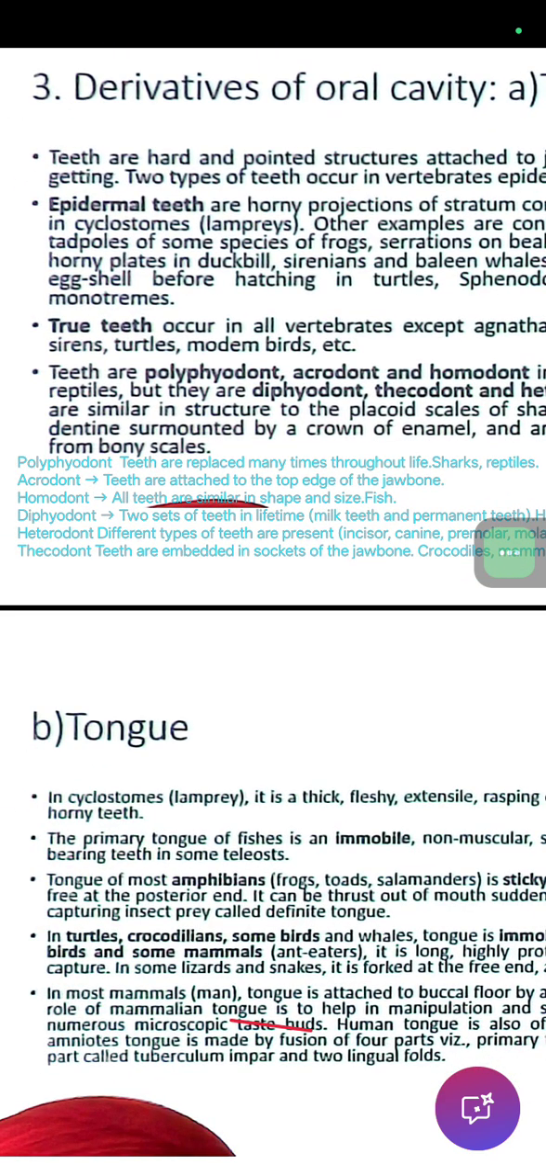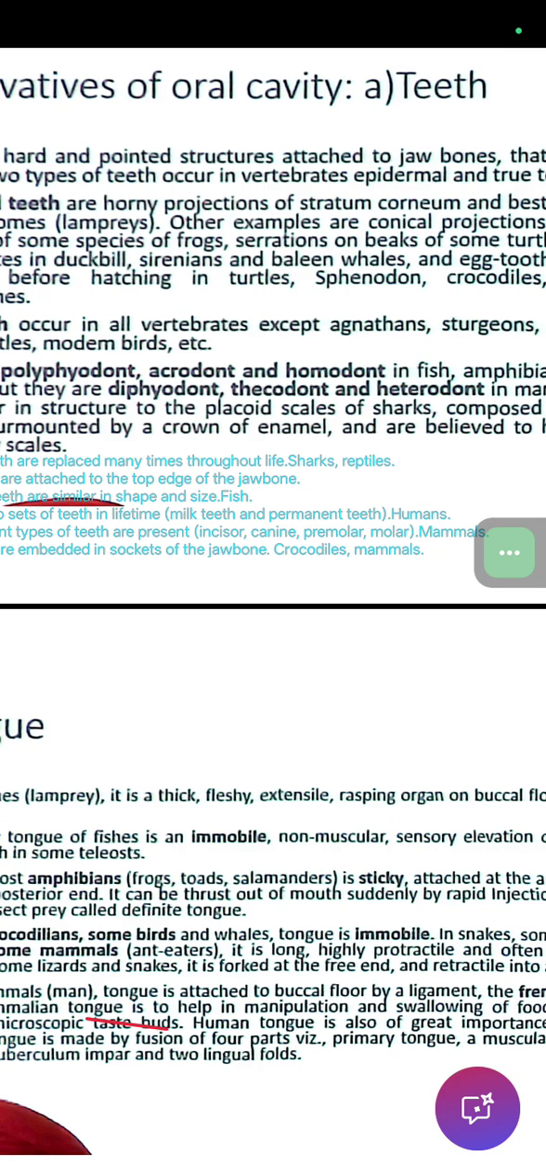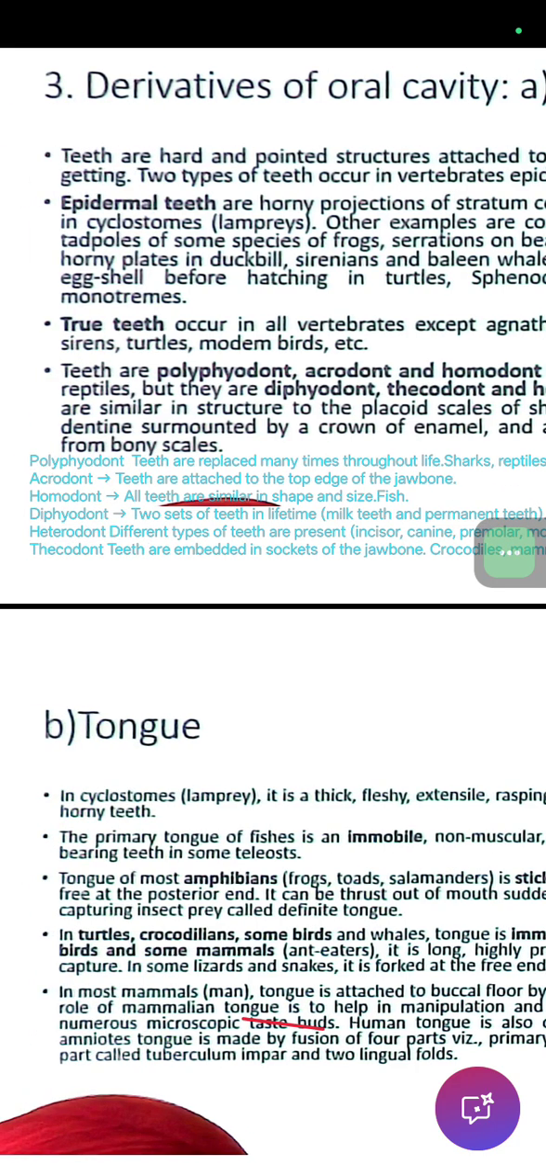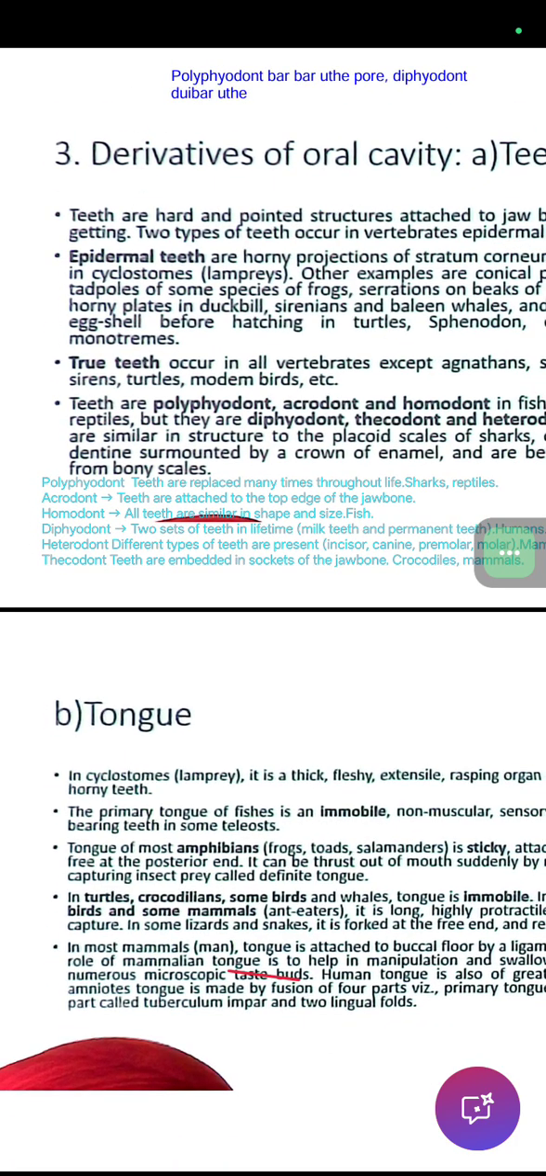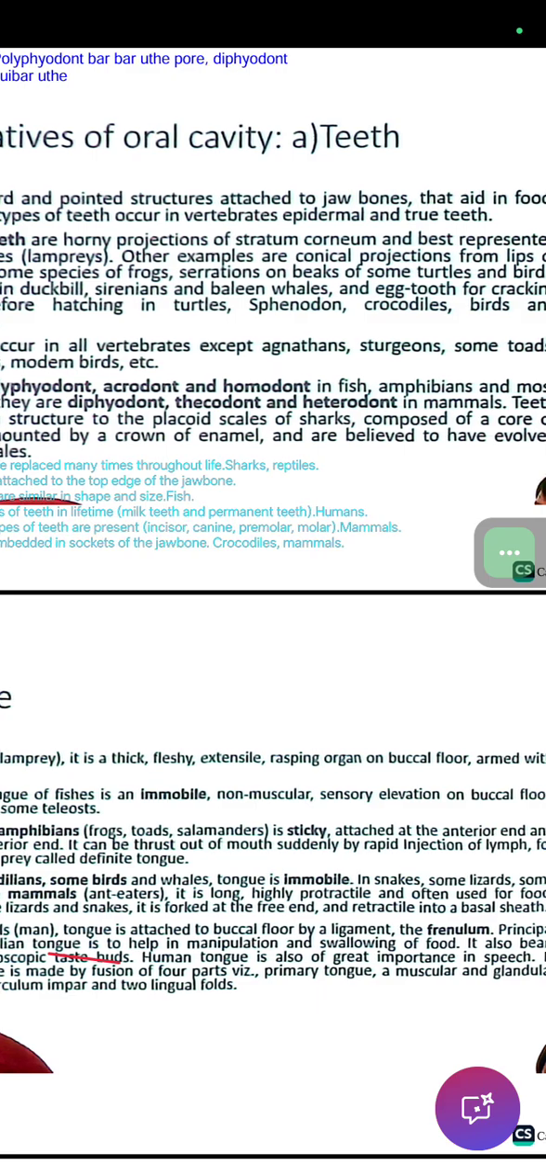Heterodont. Different types of teeth are present, incisor, canine, premolar, molar, in mammals. Thecodont. Teeth are embedded in sockets of the jawbone, in crocodiles and mammals. So polyphyodont, homodont, acrodont in fish, amphibians, and most reptiles, but diphyodont, heterodont, thecodont in mammals. So in higher vertebrates.